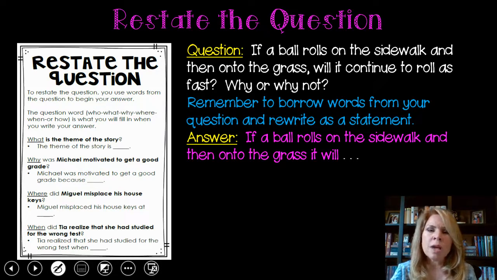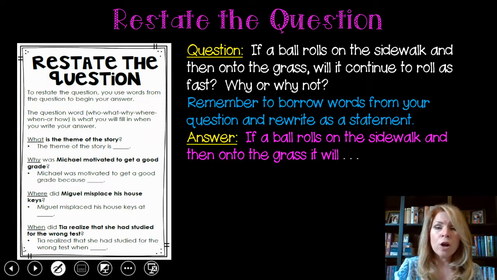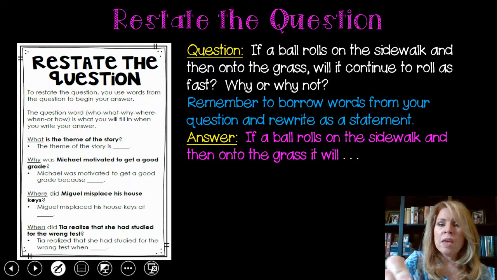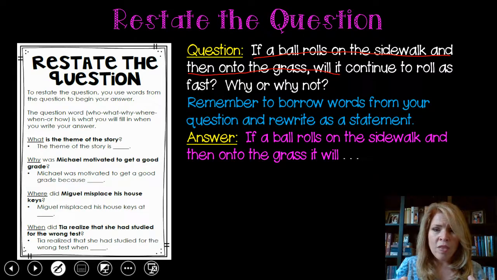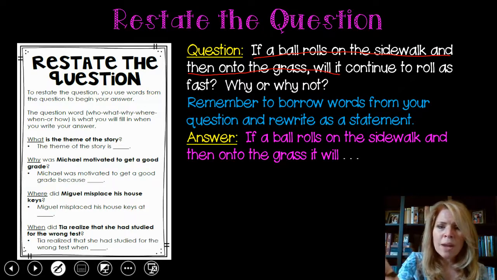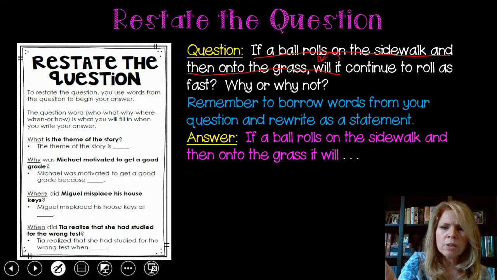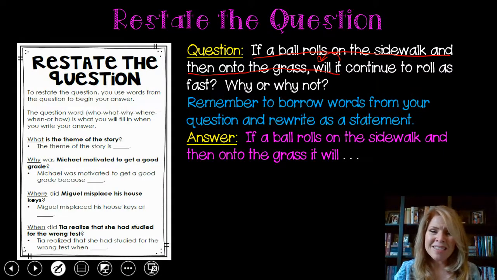If a ball rolls on the sidewalk and then onto the grass, will it continue to roll as fast? Why or why not? So our question is, if a ball rolls on the sidewalk and then onto the grass, will it? I'm going to borrow that for my question, but I'm going to change this will it. I'm going to switch that around because I think it sounds better. If a ball rolls on the sidewalk and then onto the grass, it will. And then I'm going to explain my answer. So let's look at answering the question.